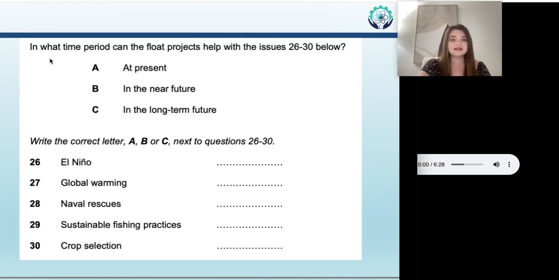And then here they ask, at what time period can the float projects help us with issues? So they're looking at different ones, right? So El Nino, is that going to help us at present, in the near future, or in the long-term future? What about global warming, naval rescue, sustainable fishing practices, crop selection? And keep in mind, you might already be thinking, oh, I know, global warming, that's going to help us for the long-term future, for example. And maybe that's what the clip says.